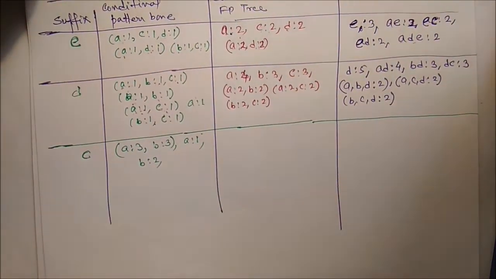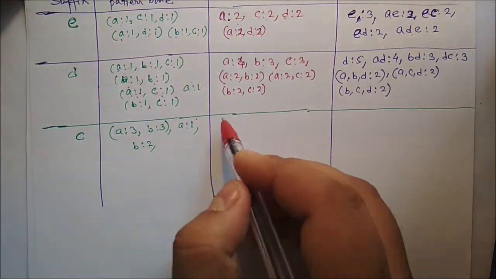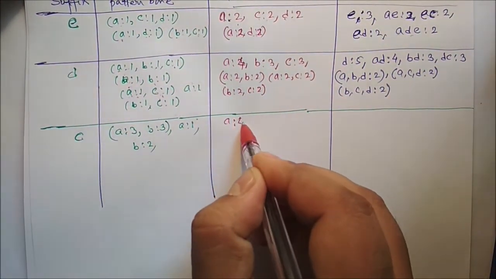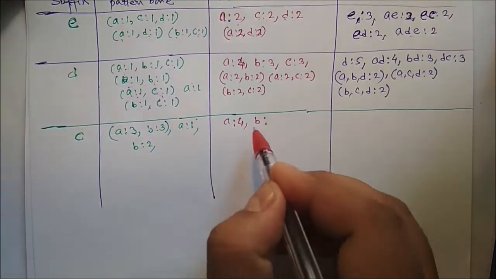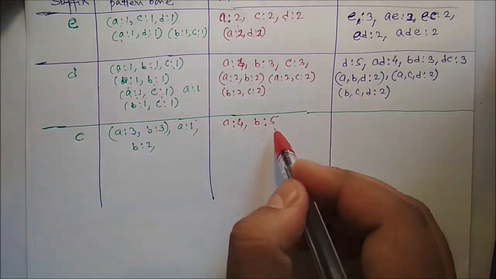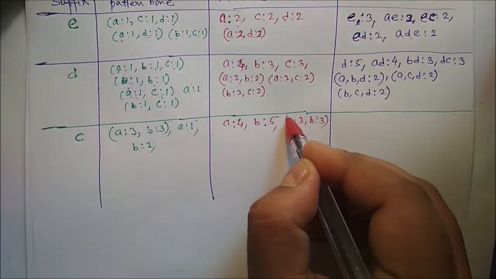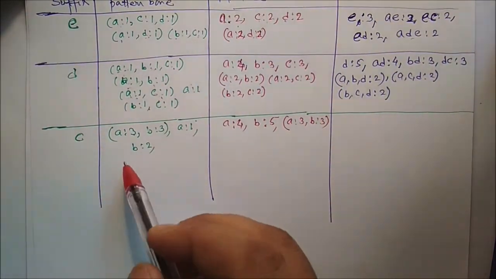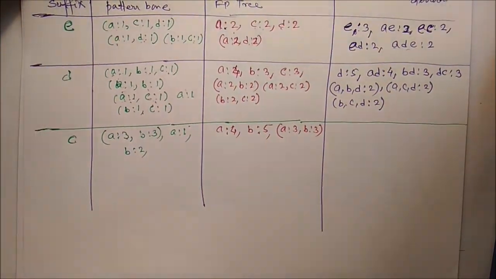Now from this particular information we have to build the conditional tree. So how many times A is there? 3 and 1, 4. This 3 plus 1, 4. How many times B is there? 3 plus 2, 5. How many times AB is there? It is 3 times. So A3, B3, and AB. Now so frequency pattern we have to identify.